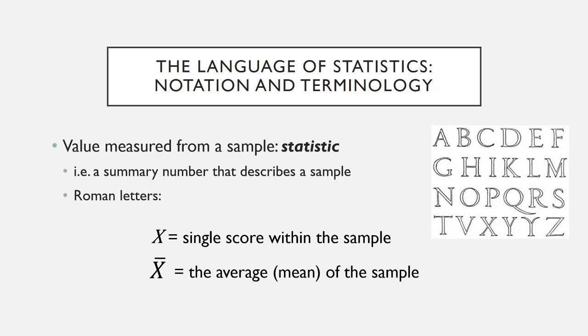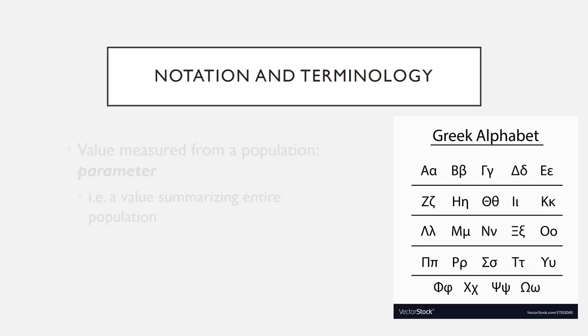If you see x bar, you see x with that line above it, we call that x bar. That is an indication to take the mean of the sample. So whatever variable is currently being defined as x, if you see x bar, you're being directed to take the mean of all of those values.